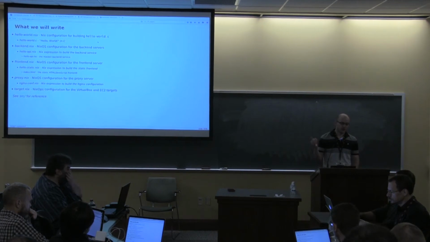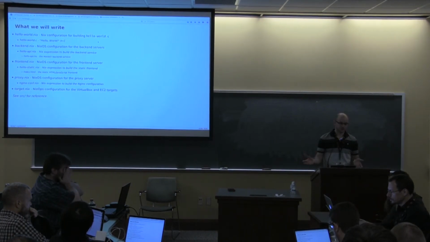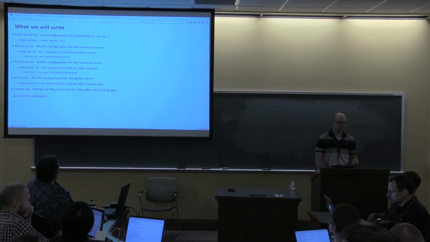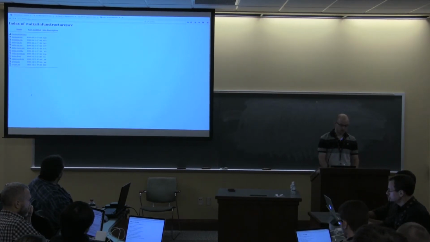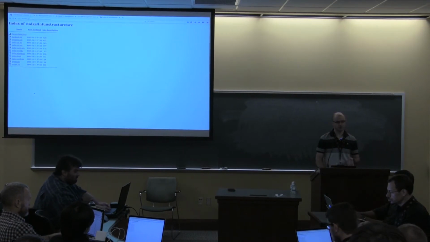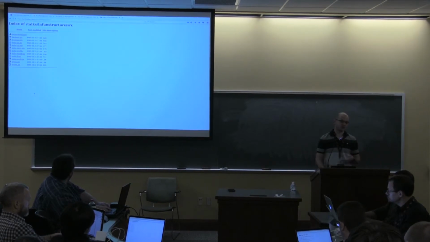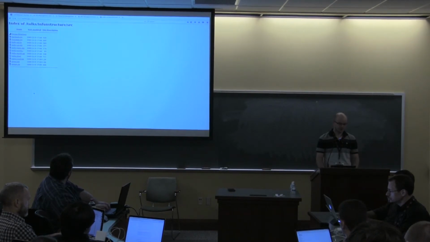So we've got our back-end configuration and the services that run on it. We've got our front-end configuration. We have a proxy, and then we have a target that describes the entire deployment environment. And then if you click on source, there are versions of all these files. These I wouldn't use. These are mostly for reference because we're going to be building them up as we go. And these are like the final versions.